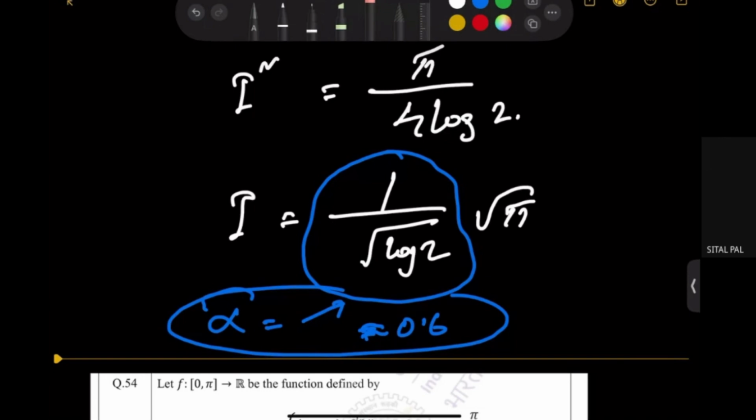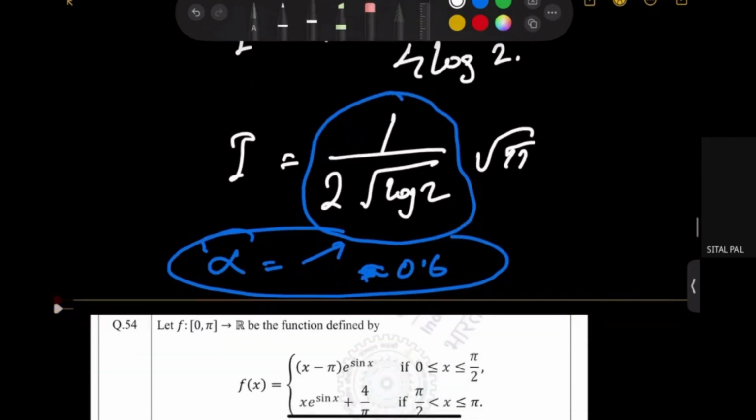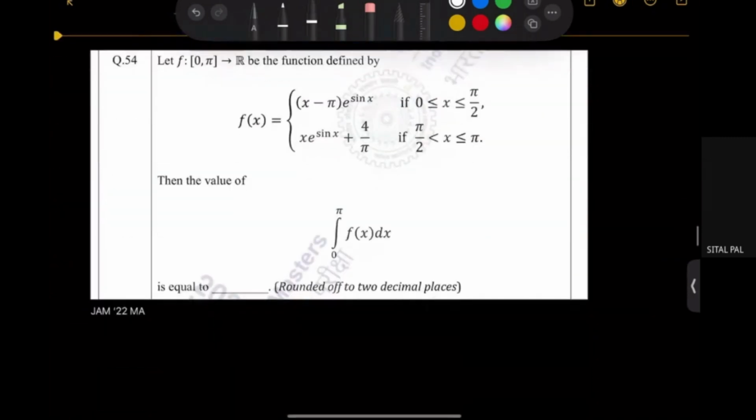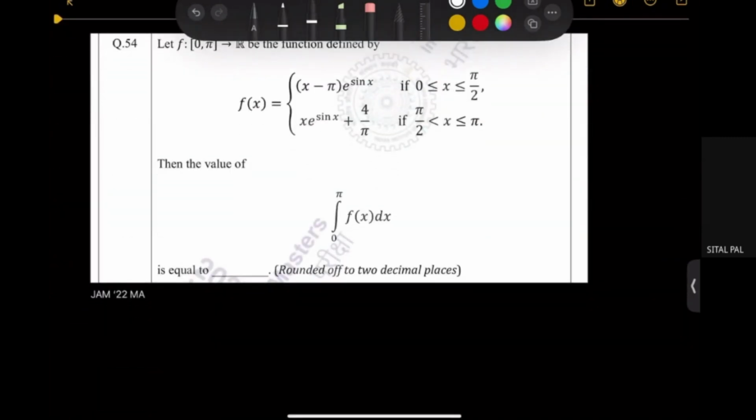Okay, sir. Any more doubts? No. Okay. Then we can move to the next problem, which was asked in JAM 2022 Mathematics.